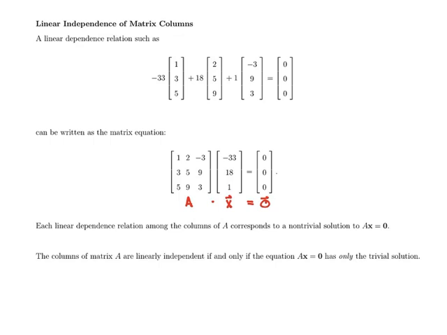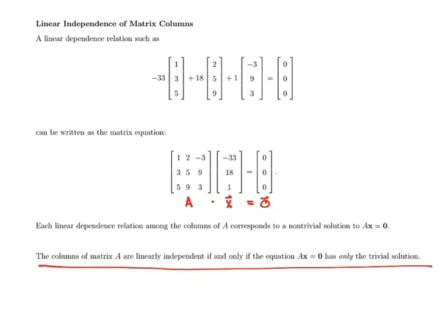Here we have that each linear dependence relation among the columns of A corresponds to a non-trivial solution to the homogeneous equation Ax equals 0. Those things are exactly the same. Similarly, the columns of matrix A are linearly independent if and only if the equation Ax equals 0, that homogeneous equation, has only the trivial solution.